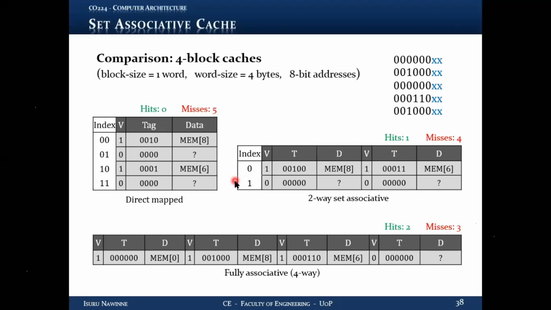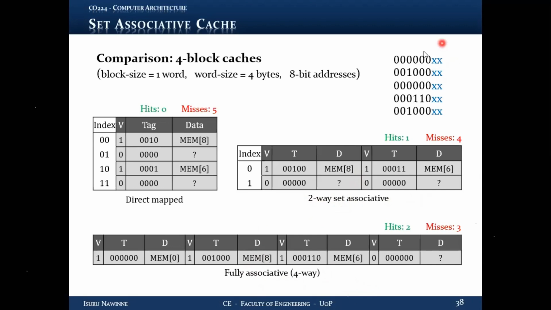This is where we stopped yesterday's class. So we had a look at an example where we had a cache which can hold 4 blocks and 3 different organizations, right? When we decide the size of the cache, the number of blocks we can hold, we can organize it in different ways. The first one was direct map, the second one was two-way set associative, the third one was fully associative or four-way set associative. They're the same in this example.